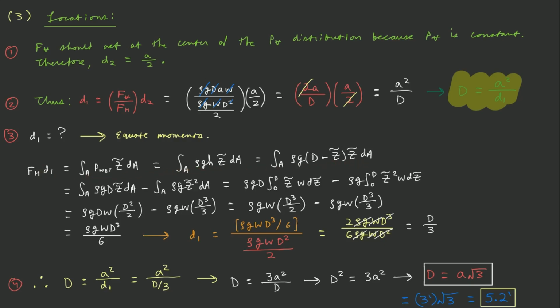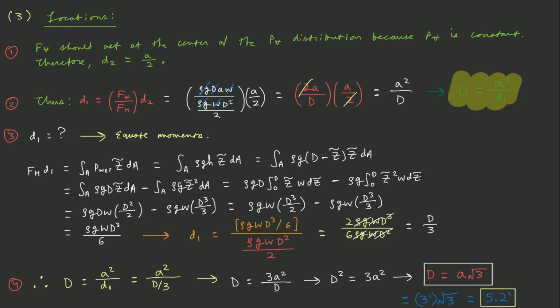We could go through this whole integral. We've done this a couple times on the channel, but what we end up seeing here is similar tricks we saw previously, where we have this h, and we're calling h d minus z tilde. You can see that substitution here: h is d minus z tilde. If you complete that integral as we've done in the past, you can see that FH times D1 ends up equaling the quantity rho g w d cubed over 6. Solving that for D1, just doing some algebra, you can see that D1 is equal to d over 3.